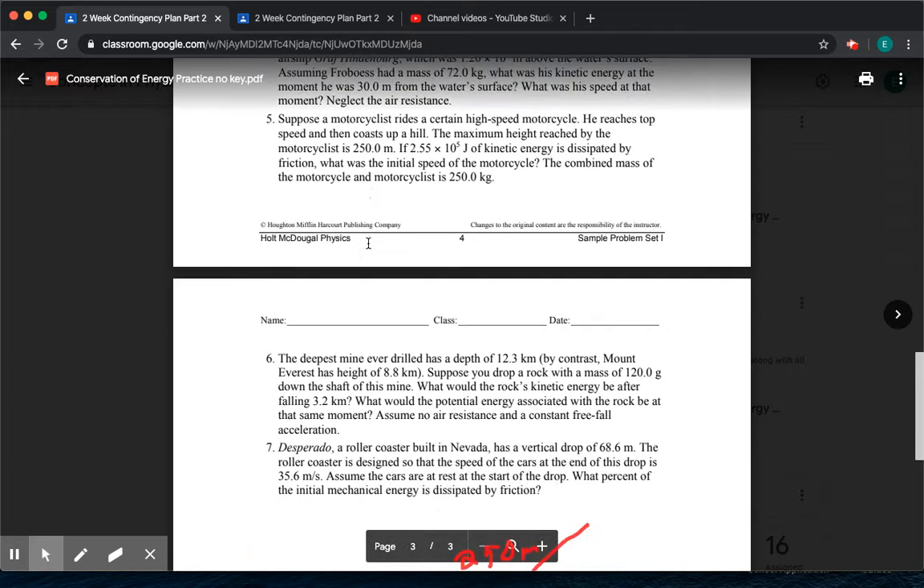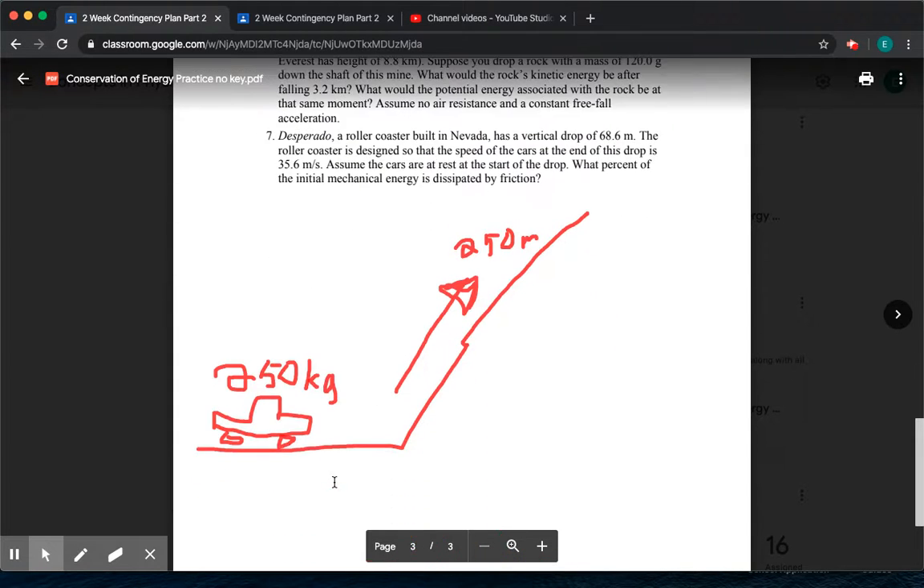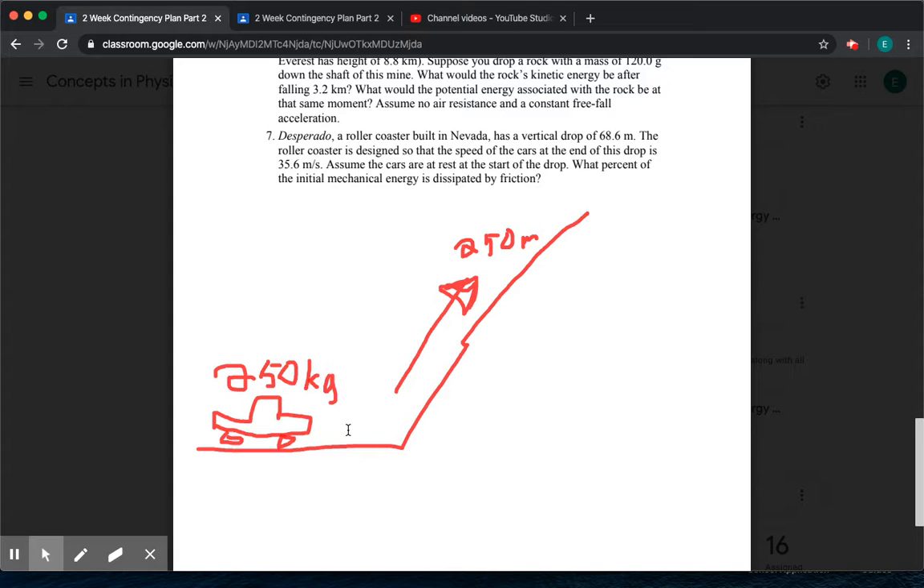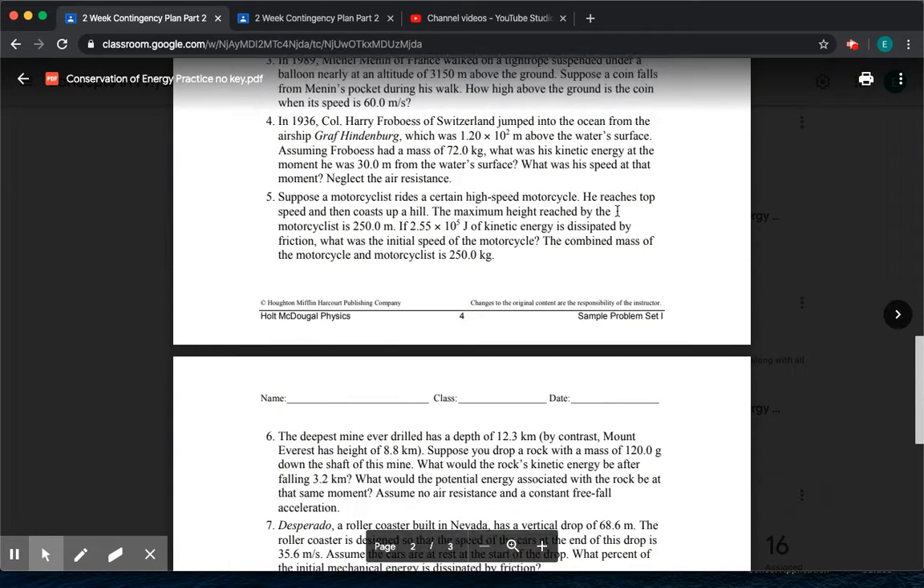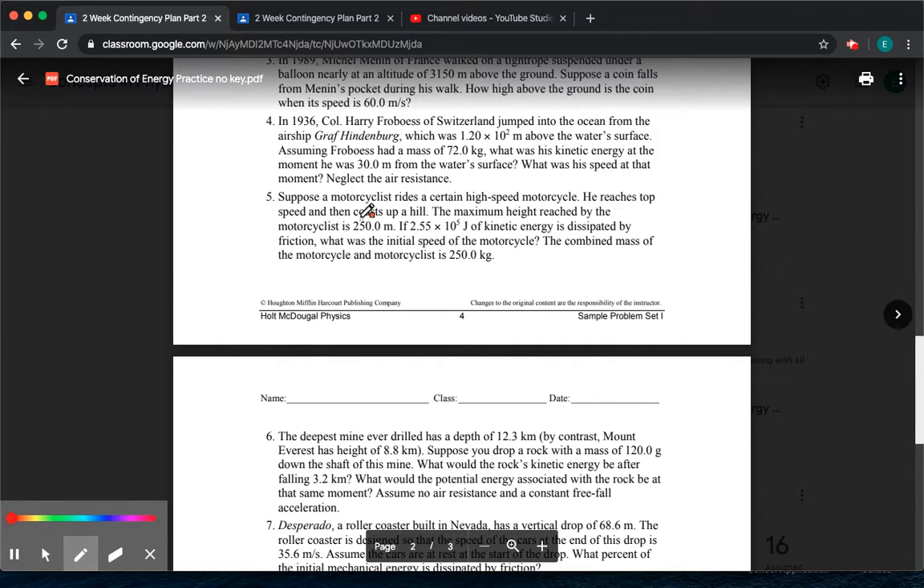So what you have going on is at the bottom of the hill, the motorcyclist reaches a top speed. Right here at the bottom, it's going as fast as it can go. Then it coasts up the hill. That coast is an important part, okay?